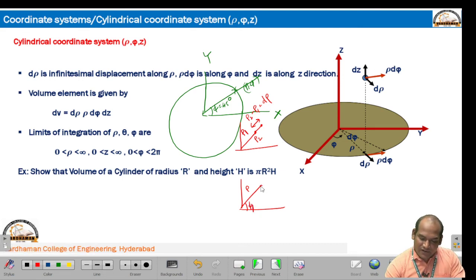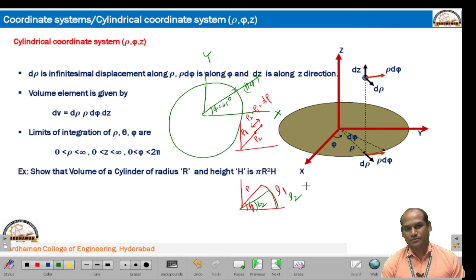For this phi 1, one arc has been created, arc length is L1. Now I am changing the phi value. Phi 2 I have taken, this is making phi 2 angle with respect to the positive x axis. For this phi 2, the arc length is different, that is L2. But rho is fixed, the radius is fixed, only phi I am changing.